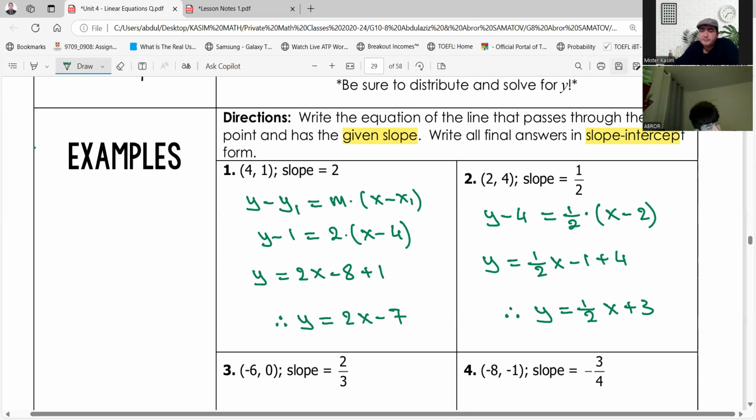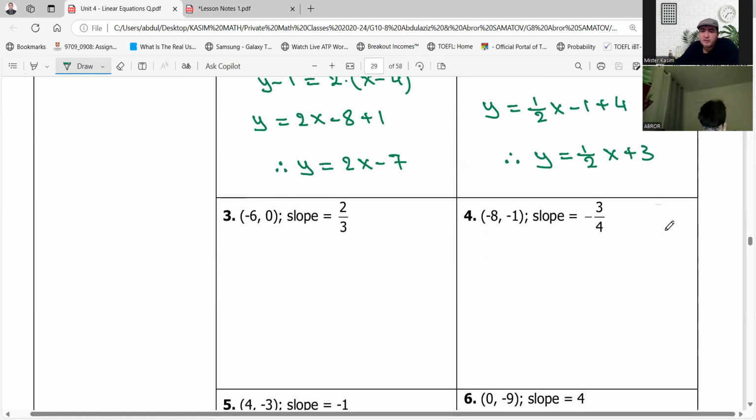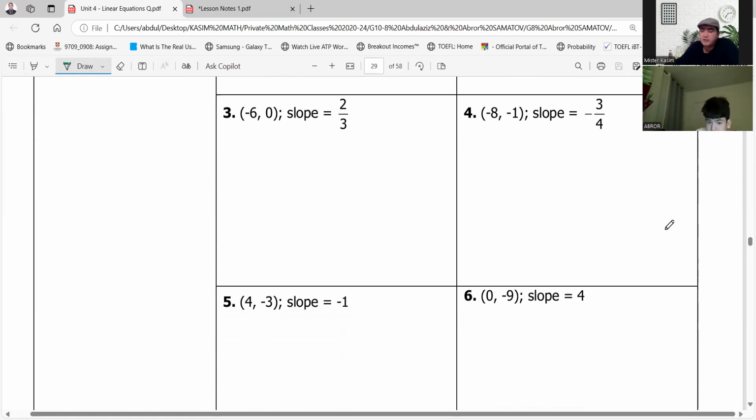Okay, Abror? The last question, then I will finish the class. Okay, do question 3. I will give you 1 minute and we will finish the class. Do it and tell me your final answer in slope-intercept form.